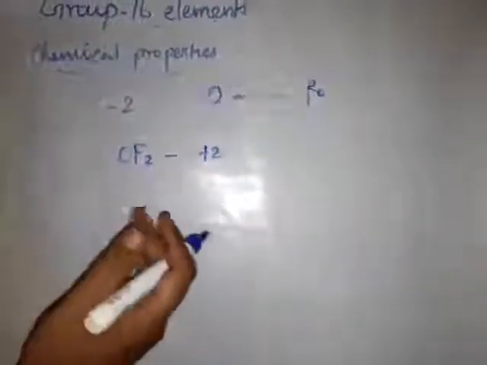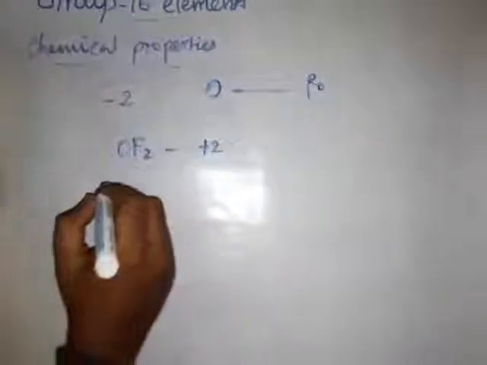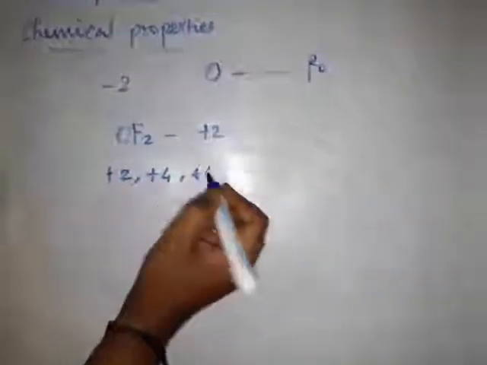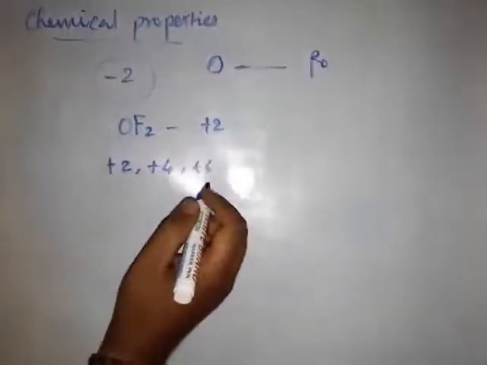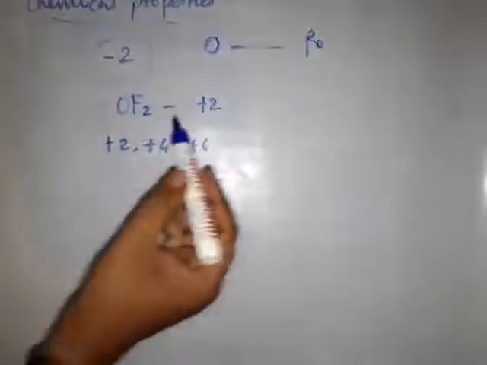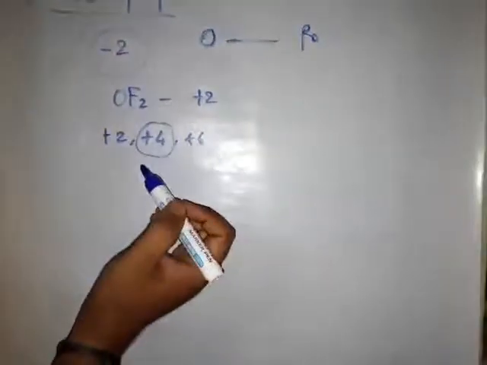The other elements in group 16 show +2, +4 and +6 as well, but +4 and +6 are more common. Sulfur, selenium and tellurium usually show the +4 oxidation state.